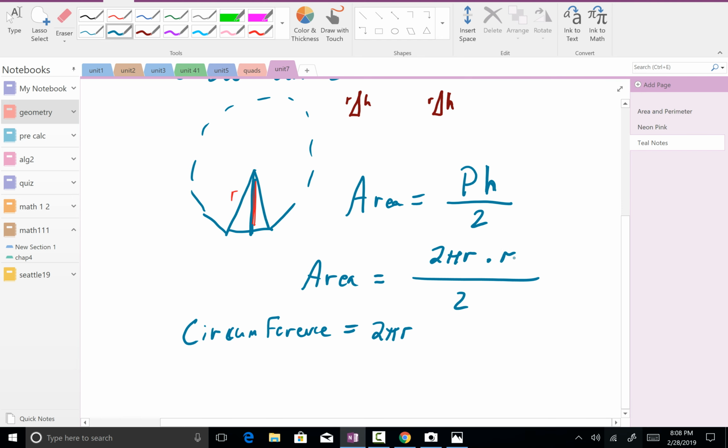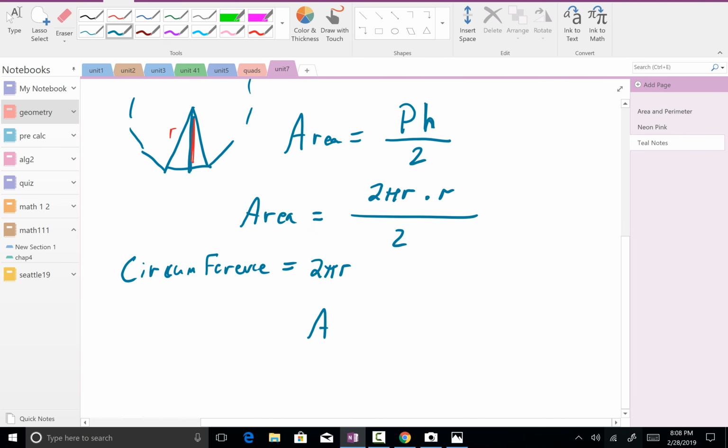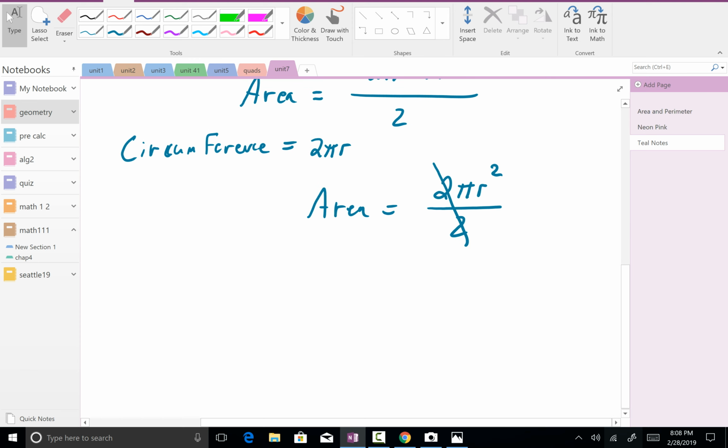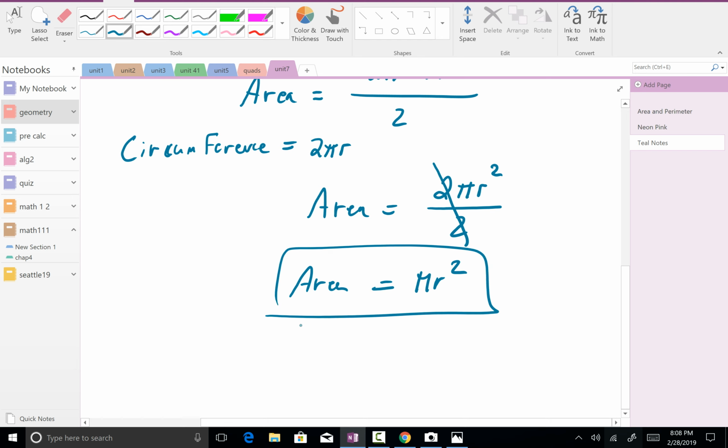So let's say that we do that. Okay. So now we have the area equals 2 times pi times r squared divided by 2. Cancel that out. And there's our formula for area. All right. So we basically have two new formulas here, right? Area of a circle and circumference of a circle. So we should add those to our formulas.